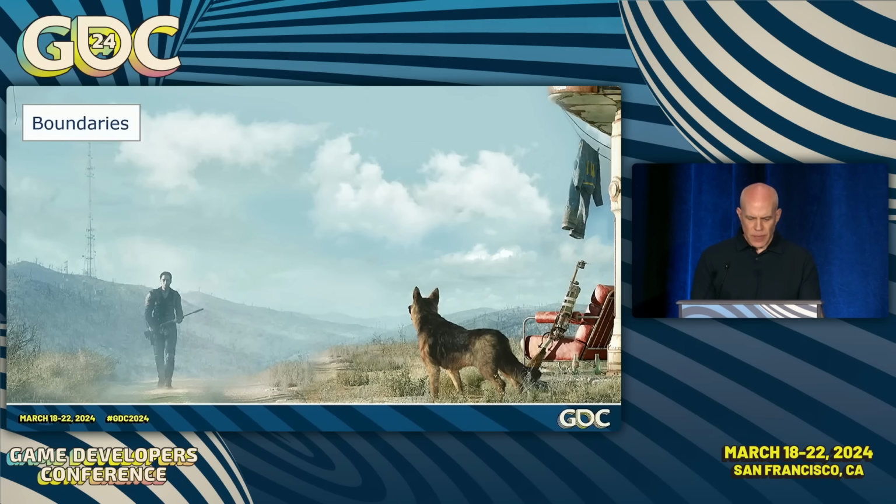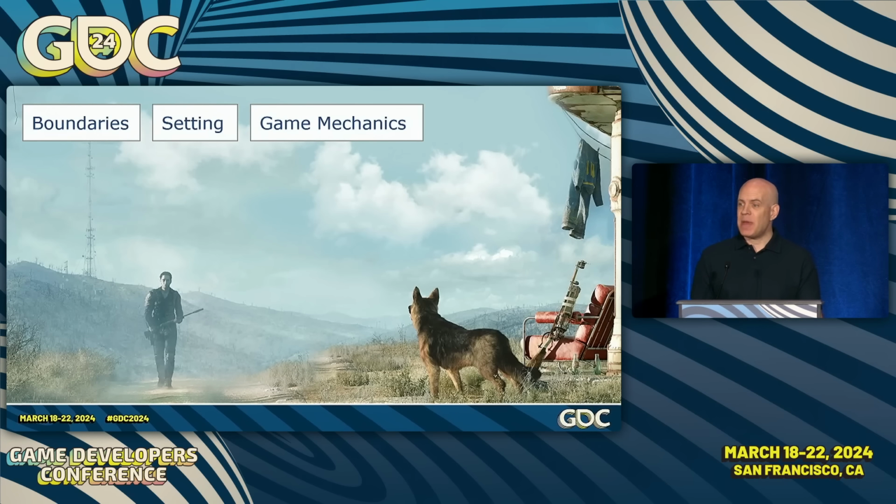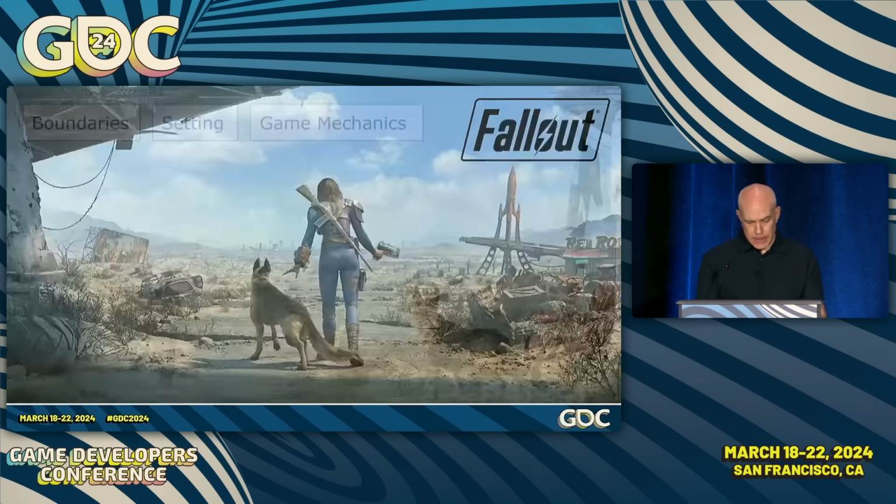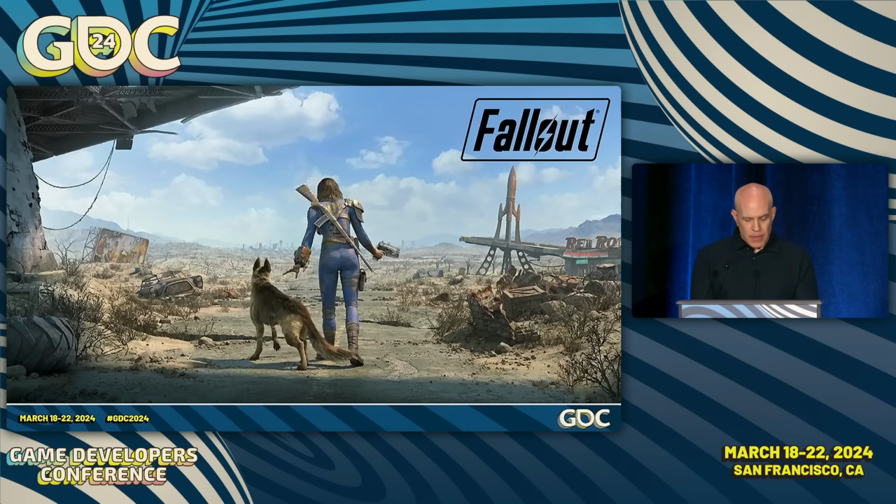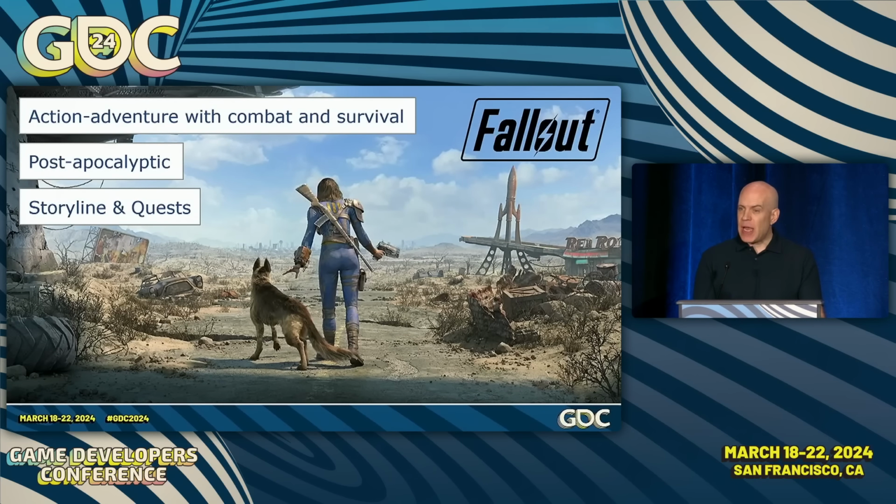At every step, though, I noticed the same question arose: when to be different, but when to be the same. So we'll look at how setting the boundaries helped me understand the type of game required, how the setting itself heavily influenced the decisions and game design, and also how some of the game mechanics were or were not included. If you've not played Fallout, Fallout is an action-adventure game with combat and survival set in a post-apocalyptic setting with a lot of storyline and quests. It did start as a strategy game for the first couple of versions, but recent versions have been open world.